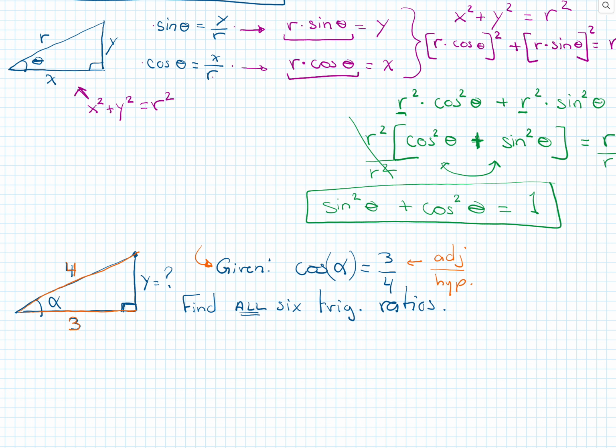Well, at this point, you should be able to see that you're going to use the Pythagorean theorem. So you're going to do 3 squared plus y squared is equal to 4 squared. And therefore, y is equal to the square root of 16 minus 9. And that will be the square root of 7. So y is equal to the square root of 7.